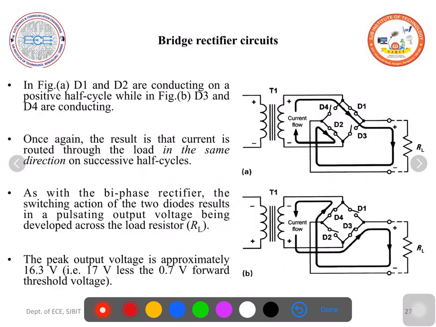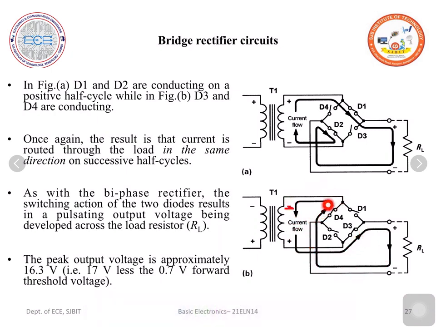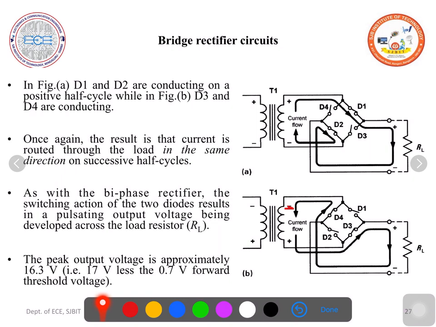So let us see how the equivalent circuit looks. Here the negative half cycle, this terminal becomes positive. Now the current flows through D3, RL, D4 back to the transformer. It starts from the lower end of the transformer through D3, RL, D4 back to the transformer. Just follow this dot. So current is flowing in the same direction in both the half cycles.